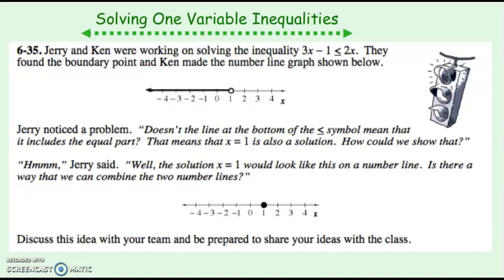Doesn't the line at the bottom of the less than or equal to symbol mean that it includes the equal part? That means that x equals 1 is also a solution. How could we show that? Jerry said, well, the solution x equals 1 would look like this on a number line, with the closed circle. Is there a way that we can combine the two number lines? Discuss this idea with your team and be prepared to share your ideas with the class. I would like you to write your idea down in your notebook and then play your video when you'd like to hear my answer.